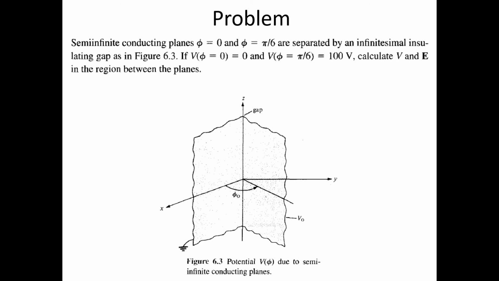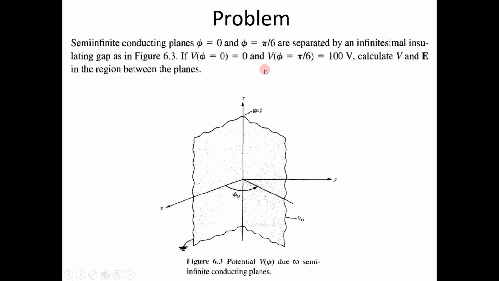And we can go through one more equation, one more problem. Here they are explaining a semi-infinite conducting plane. Earlier the variable Z was involved. Here, from the question itself, it is clear that V is dependent on the variable phi. When phi is 0, voltage is 0, and when phi is pi by 6, V is 100 volt.